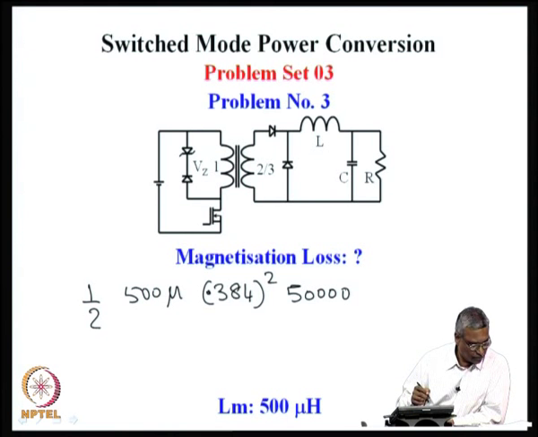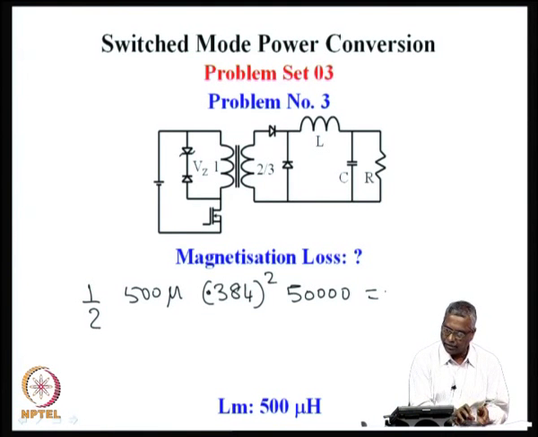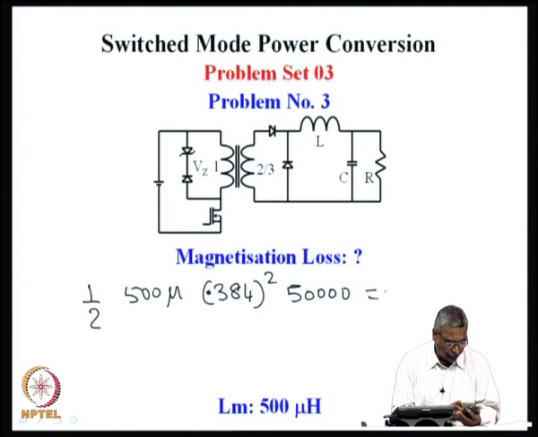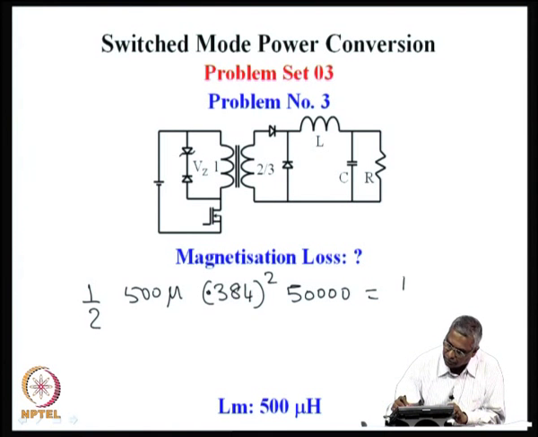Right. So, this loss turns out to be, if you calculate that, 500 into 10 power minus 6 multiplied by 0.384 whole square, multiplied by 50,000 divided by 2, which is 1.84 watts.